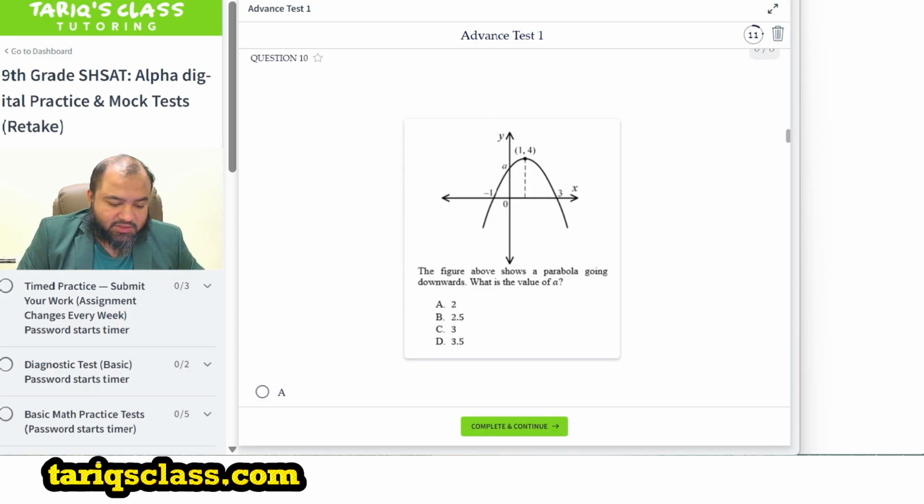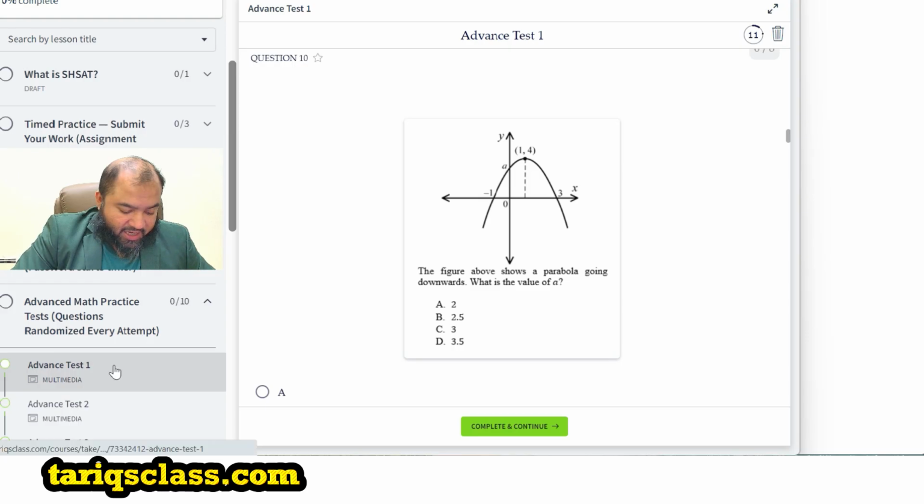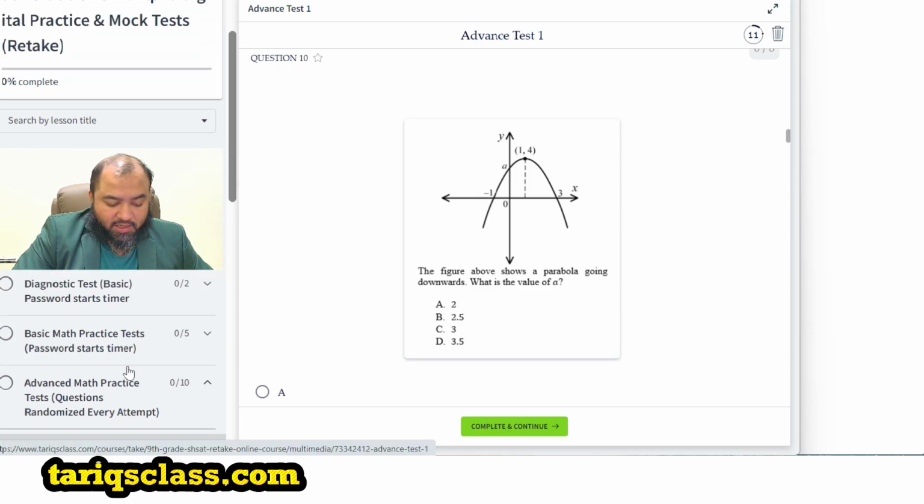So this is one of the tests from my Alpha platform on tariqsclass.com. This is test number 1, a section called Advanced Math. So I have this section here, Advanced Math Practice, and we're doing test number 1.